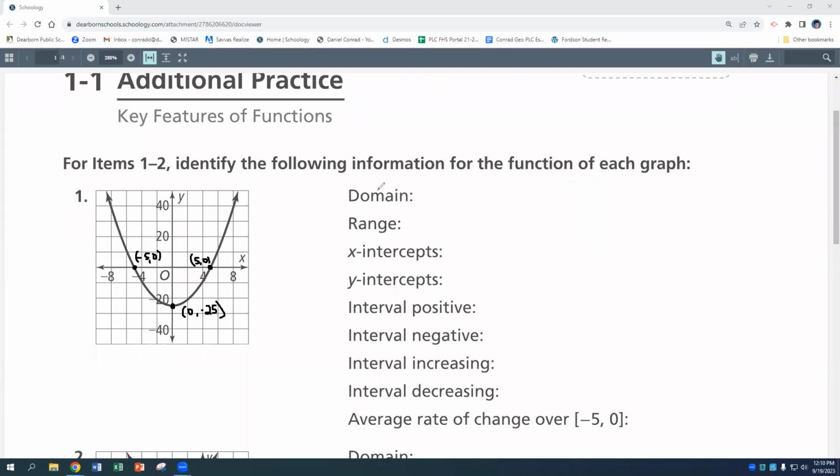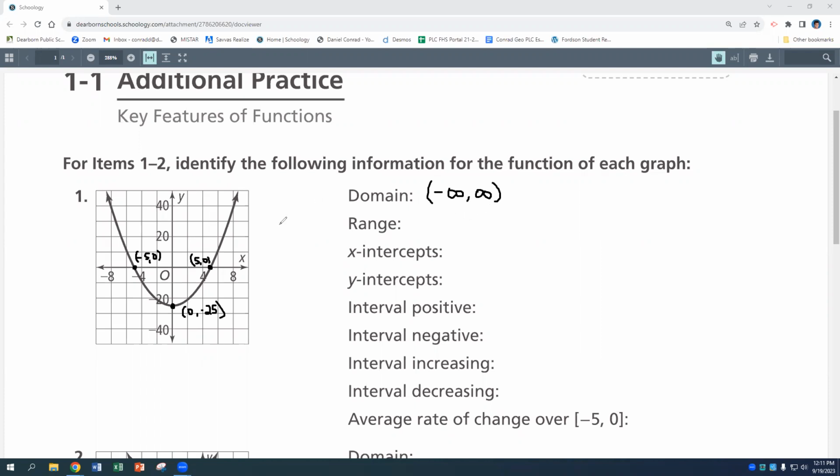All right, so the first thing is domain. Domain is all the possible x values. Basically we're looking for how far left we can go and how far right we can go. So we can go all the way to -infinity on the left, and all the way to positive infinity on the right. So our interval here is going to be -infinity all the way to positive infinity.